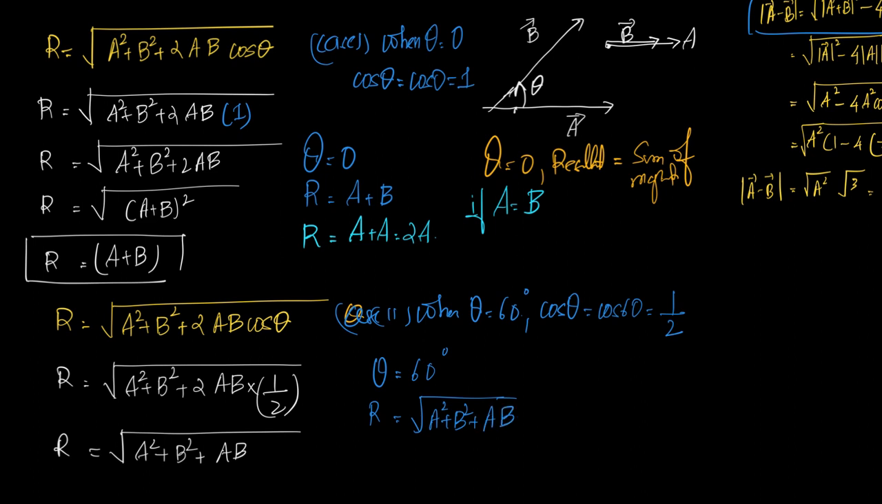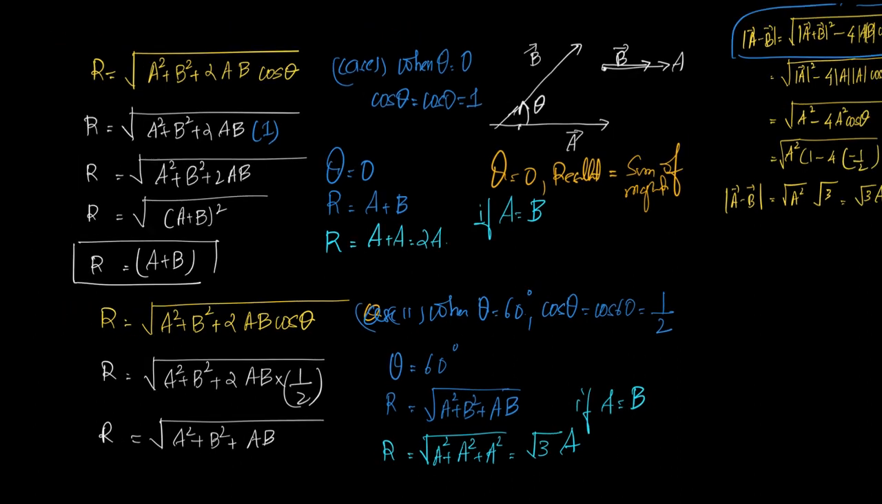And if a is equal to b, what do we have? We have R is equal to root of a square plus a square plus a square, which is root of 3a square, or which is root 3 a, right? Okay, so we discussed two cases. One is theta is equal to 0, theta is equal to 60.